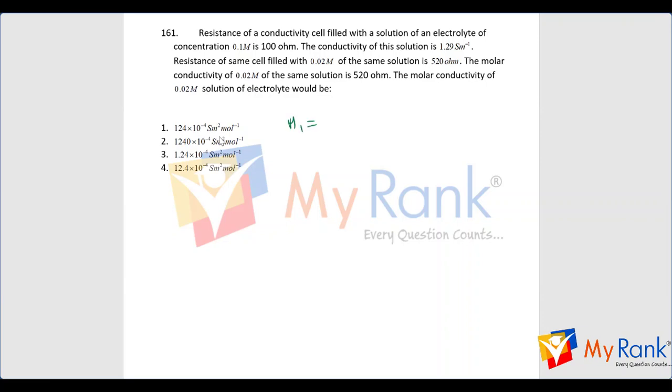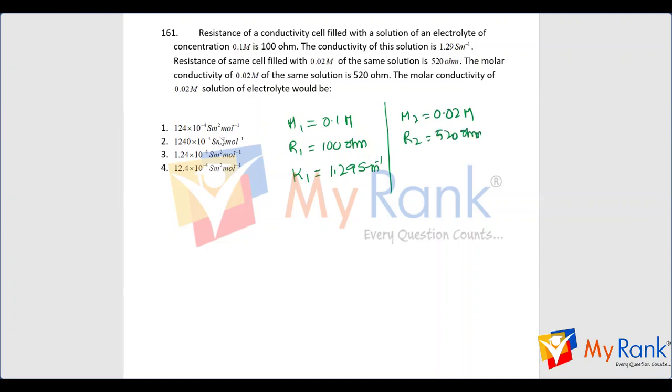M1 is given as 0.1 M, and its resistance R1 is 100 ohms. In a cell, 0.1 M electrolyte is taken and its resistance is simply 100. The conductivity of the solution, the specific conductance, is 1.29 Siemens per meter. This is the first one. The resistance of the cell filled with 0.02 M, R2, is 520 ohm.